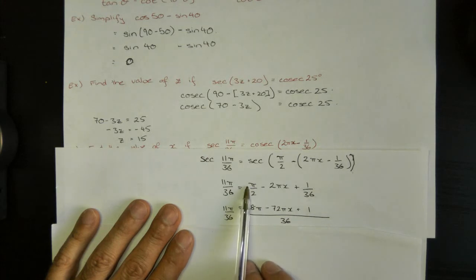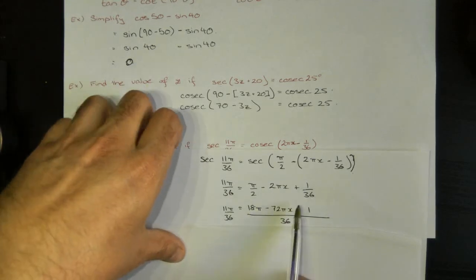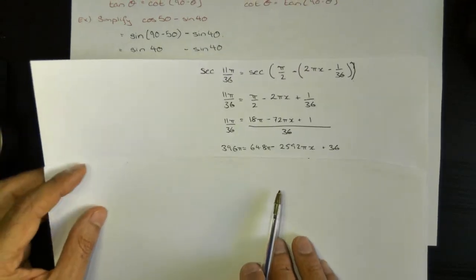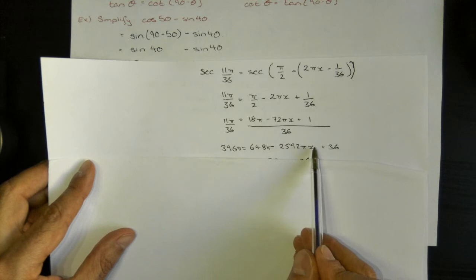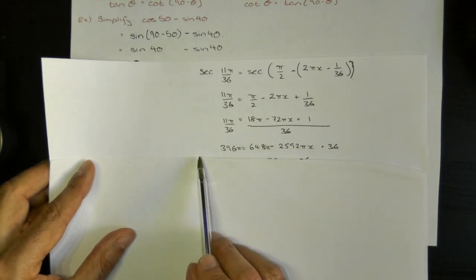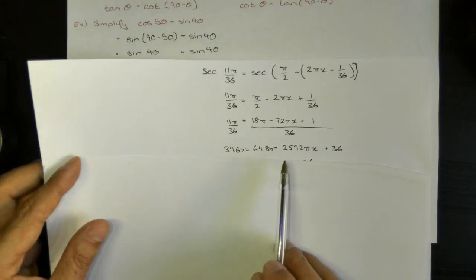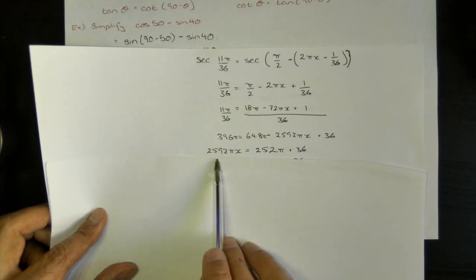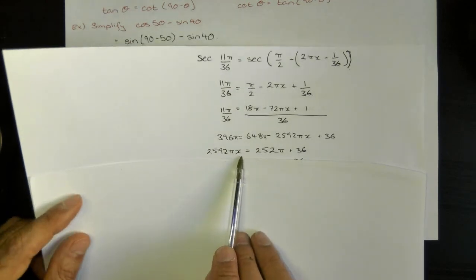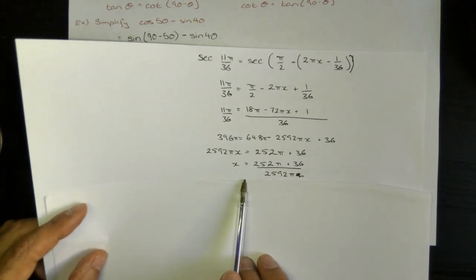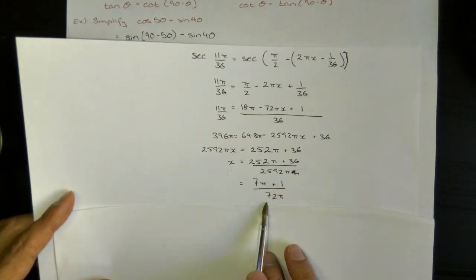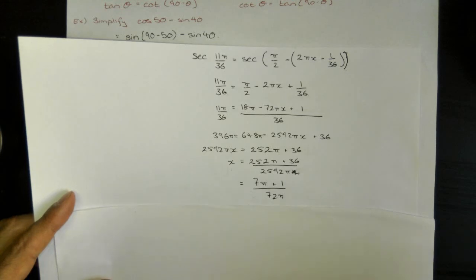Collecting all of this to be over 36, we get 18 pi minus 72 pi x plus 1. So multiplying this by 18, because 2 times 18 is 36. Multiply 2 by 36, and we get that. Cross multiply, we get this. Taking this value to the other side and bringing this value over to this side, we get the following. And now I'm just going to divide by 2,592 to have x as the subject. We get that. And now we can simplify this to be 7 pi plus 1 over 72 pi, and that's the solution. Okay, thank you.